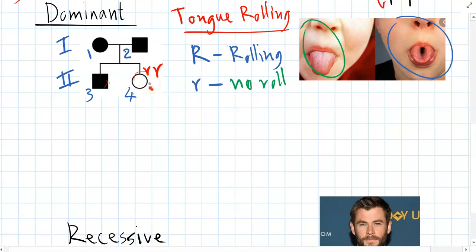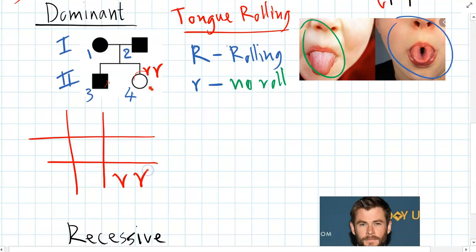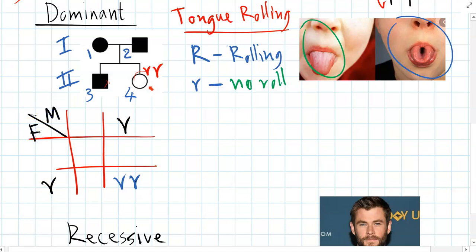So that means if we think about the Punnett square for this family, if the daughter is small r, then she must have got one of those r alleles from her mum and one from the dad. So let's say we've got mother and father. So let's keep working backwards then.